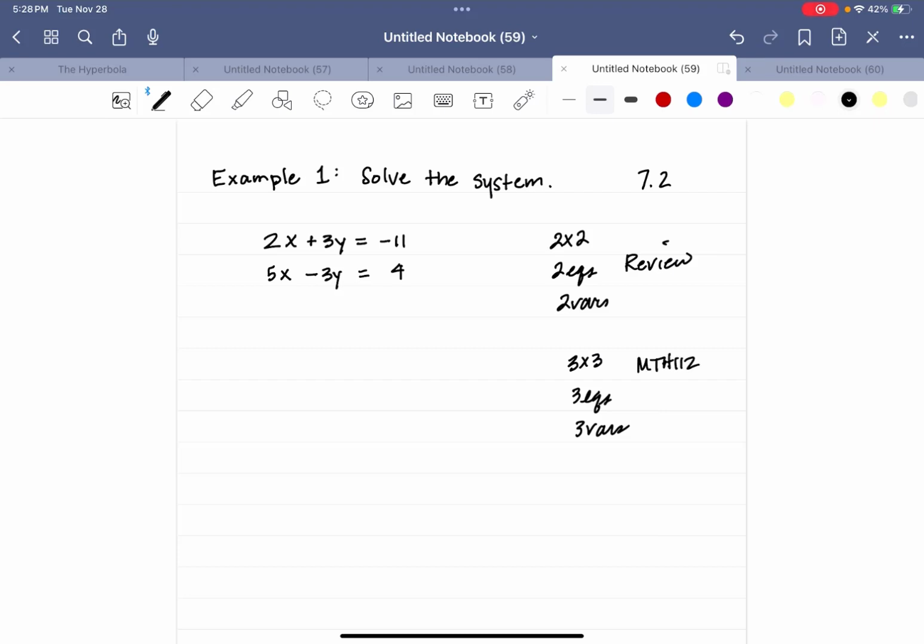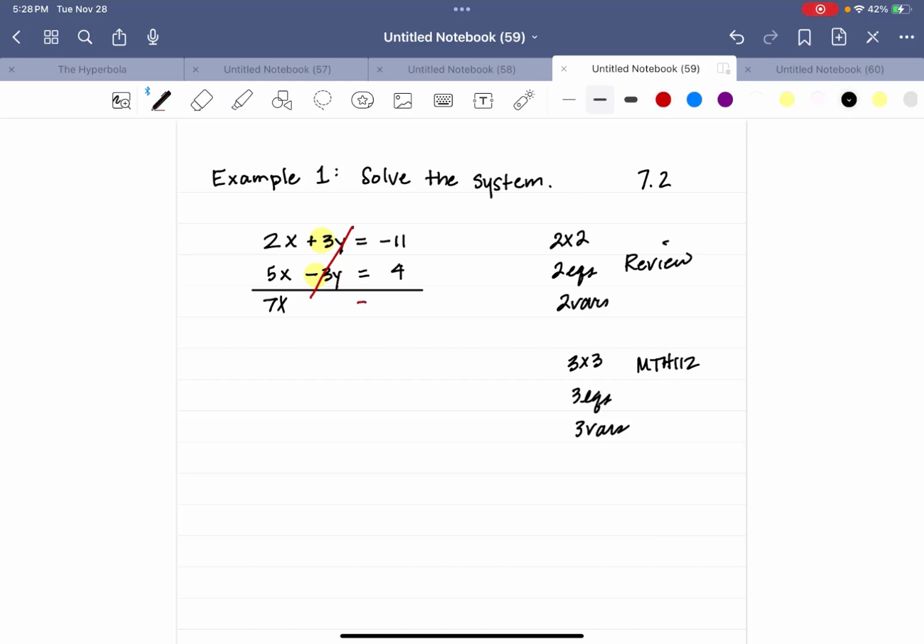So I think it's best if we review the 2x2s first. So here are my 2 equations. 2x plus 3y is negative 11, and 5x minus 3y is 4. Well, we are allowed to add equations together. So when I add these together, look what happens to the y's. They cancel out because they have coefficients that are opposites. Negative 3 and a positive 3 is a 0.